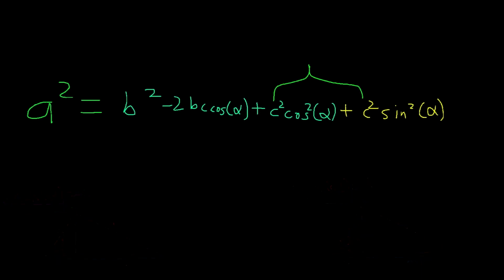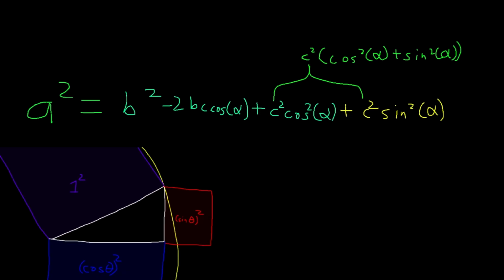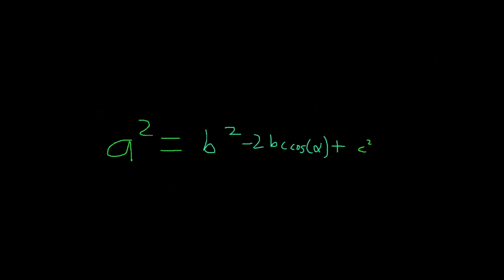From here, we can factor c squared out from these two terms, and we're left with c squared times cosine squared of alpha plus sine squared of alpha. From the intro, we know that cosine squared plus sine squared equals 1, so we can simplify that to 1. With that, we have completed the cosine law. If you want, you can go even further and take the square root of both sides to leave it purely in terms of a.